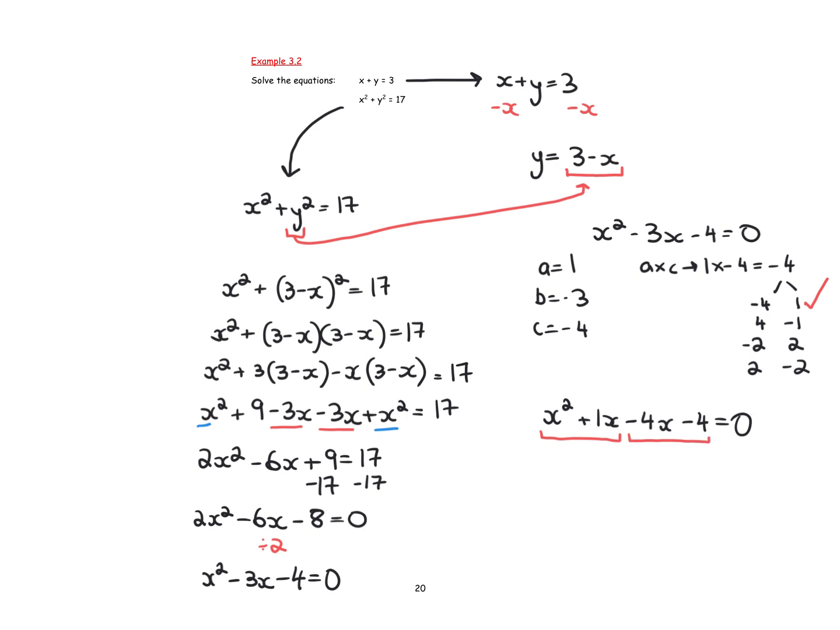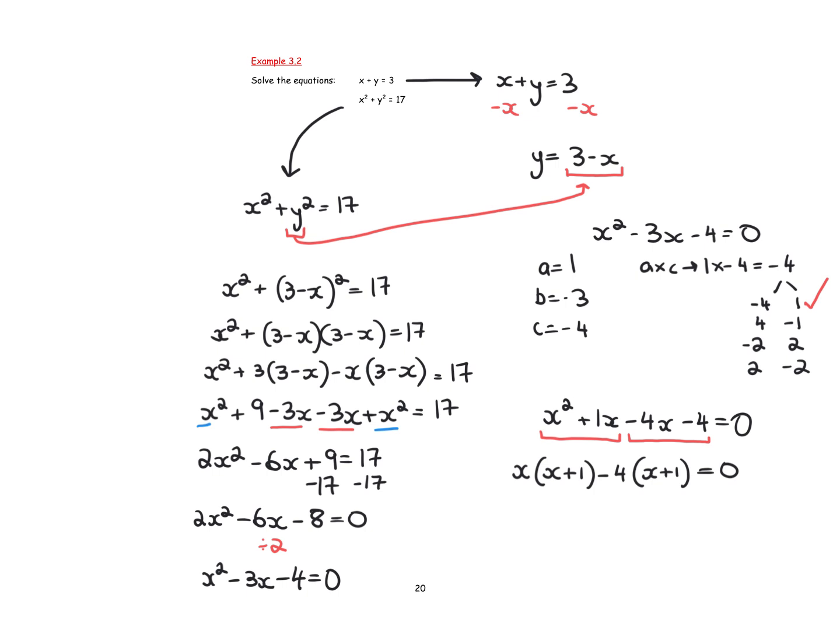I'm going to look at x squared and 1x, and I can divide an x out of both of those terms. When I divide an x out, I'll be left with x plus 1. And when I look at minus 4x and minus 4, both of them contain a minus 4, so I can divide out a minus 4, which will leave me with x plus 1. And that's equal to 0.